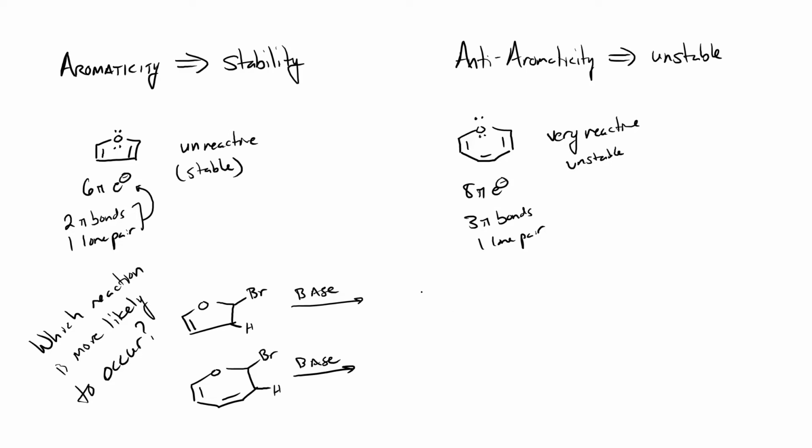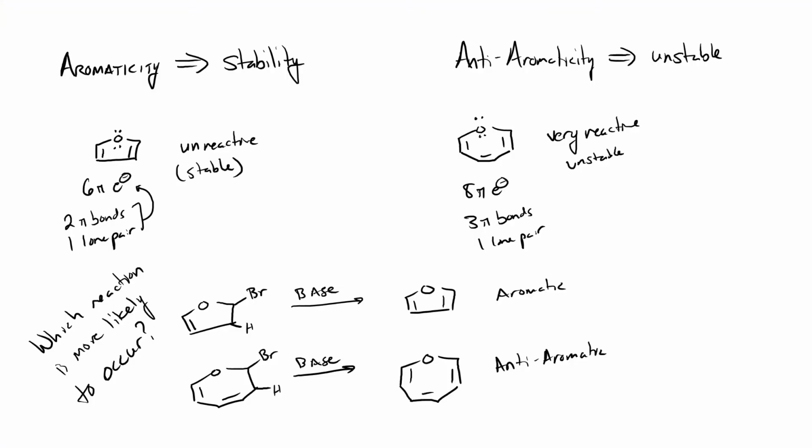The product of this elimination reaction is, of course, our aromatic 5-membered ring, aromatic, whereas the product of the bottom reaction ends up being an anti-aromatic 7-membered ring. So the question is, which one of these things is more likely to happen? Are we more likely to get the stable aromatic product, or are we more likely to get the unstable anti-aromatic product? If we think back to how we've always talked about these things in general, making a more stable product makes a more favorable reaction.